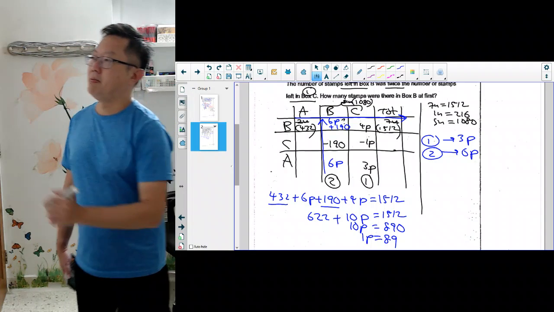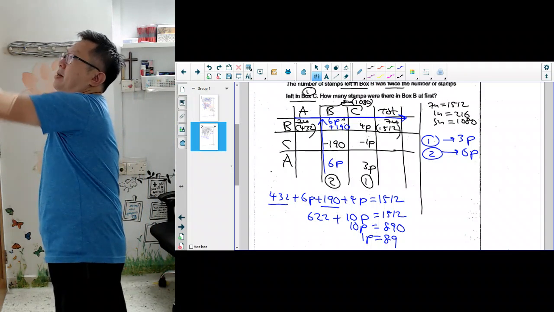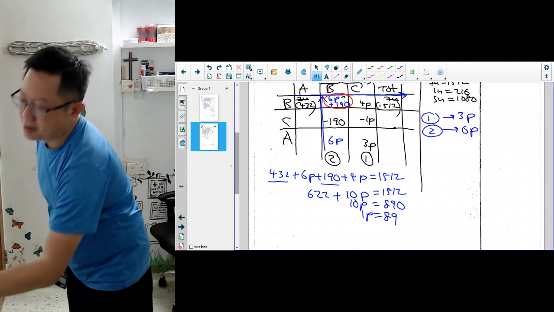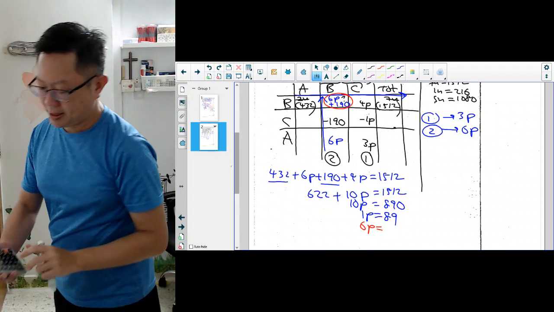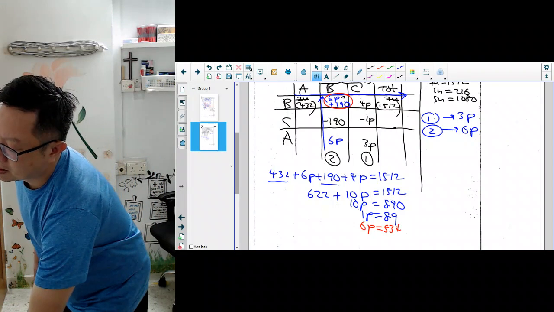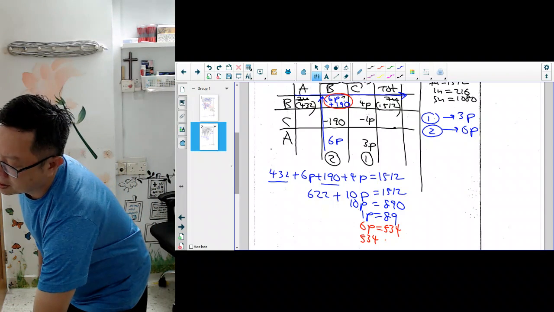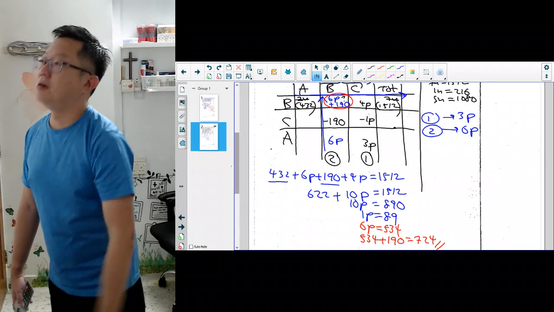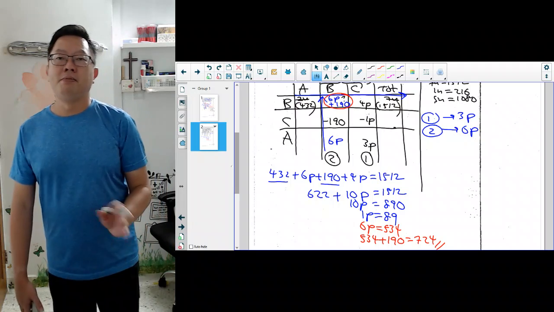Now look at the question mark. Where is the question mark? It is to find box B at first. So 6 parts plus 190. What is 6 parts? 89 times 6, and you will get 534. Then 534 plus 190, and that will give you the same answer, which is 724. So you have 724 stamps in box B at first.